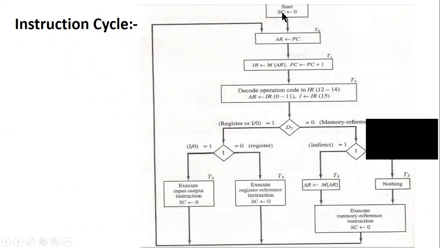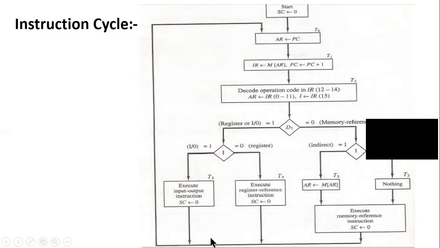That is, the sequence counter SC is cleared to 0, and the address in the program counter PC is transferred to the address register. Then the program counter is incremented after the instruction. The program counter is incremented one by one. The instruction will be decoded, whether it is a register reference instruction that will be executed, or a memory reference, the execution will be like this.